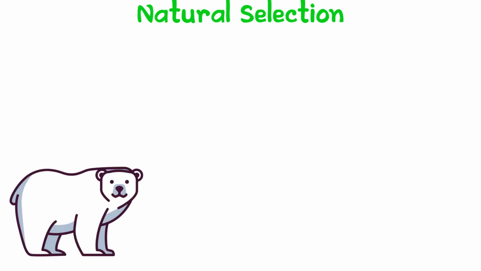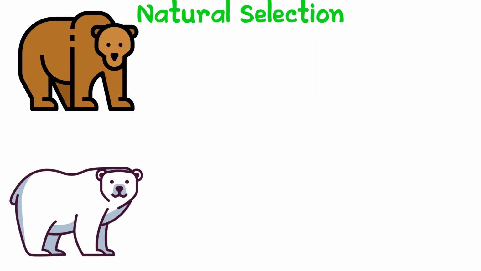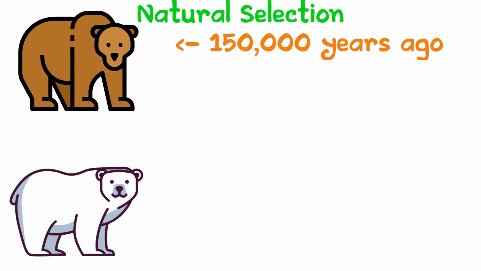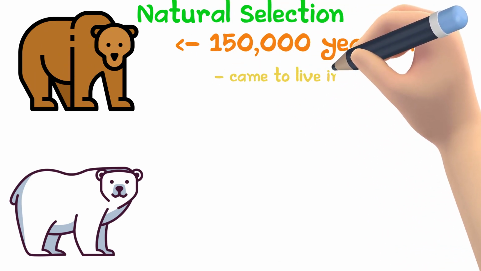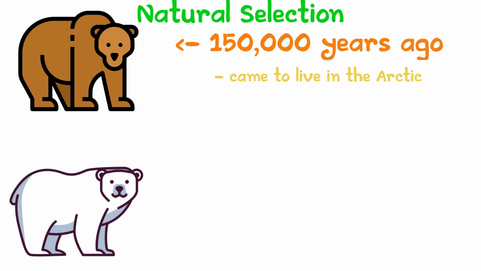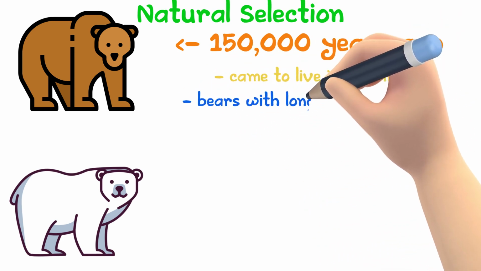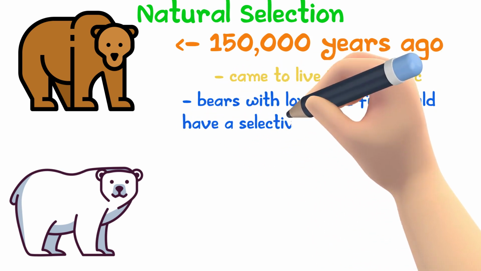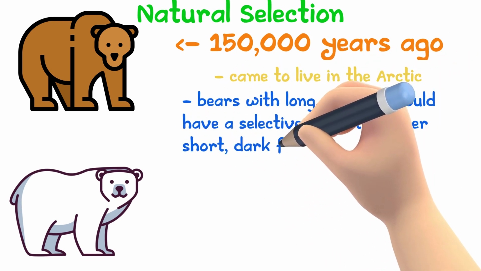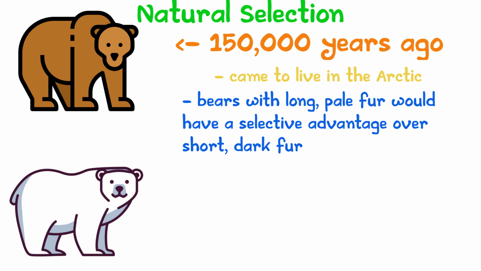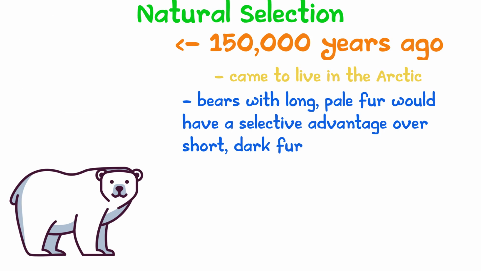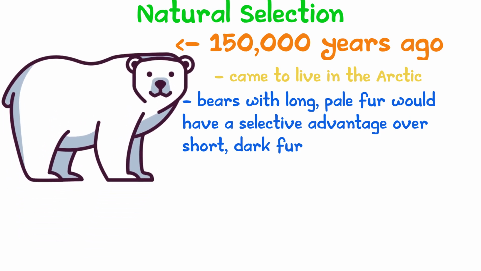Let's look at an example of natural selection. Polar bears are said to have evolved from brown bears. So when these brown bears, about 150,000 years ago, came to live in the Arctic or such places, the bears with long, pale fur would have a selective advantage over the bears with shorter, darker fur. Bears without the long, pale fur genes are more likely to die from cold or lack of food. This means well-adapted bears would reproduce with each other and pass on the genes.